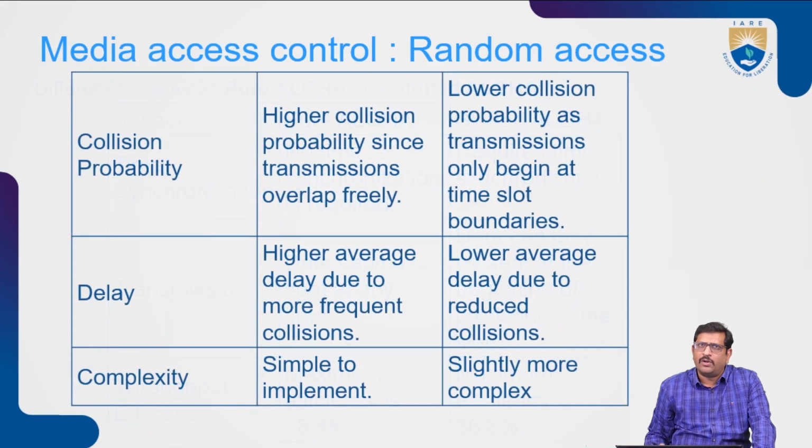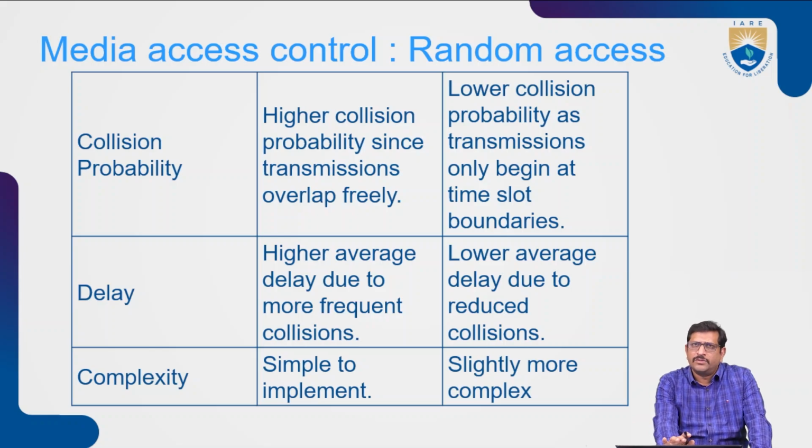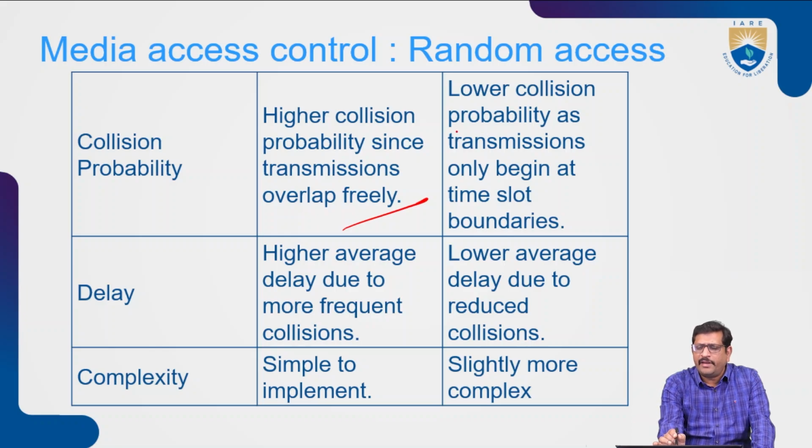So in slotted Aloha, collision probability: generally a higher collision probability exists in pure Aloha. Why? Because the transmissions overlap freely, so the collision probability is very high. The collision probability in slotted Aloha is very low. Why? Because within a time slot the data can be transmitted, and transmissions only begin at the time slot boundaries. That's why the collision probability is very low.